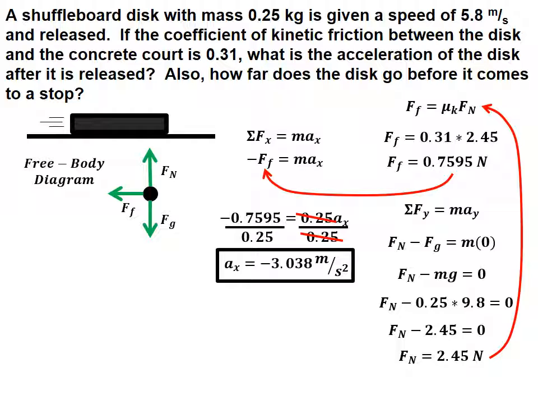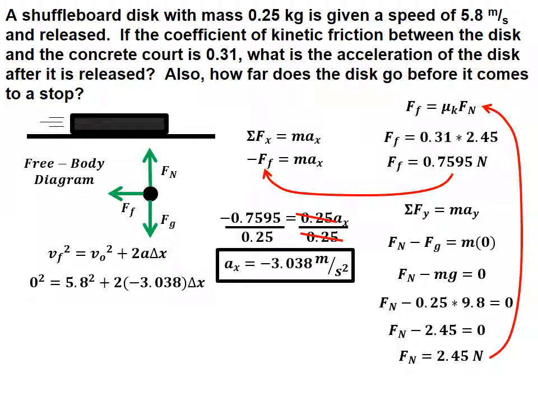Now the second part is how far is it going to go? So what's the displacement going to be? Well, we just figured out the acceleration. We know the initial velocity is 5.8, and then it's going to come to a stop, so we know the final velocity also. Knowing the initial velocity, the final velocity, and the acceleration, to find the displacement we're going to use this equation: final velocity squared is equal to initial velocity squared plus 2 times acceleration times displacement.